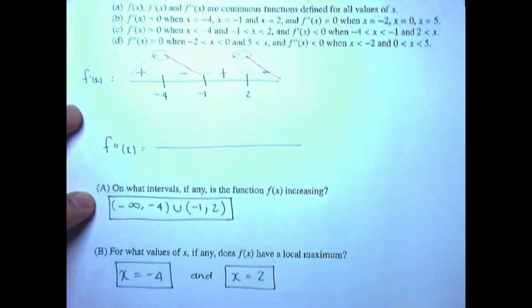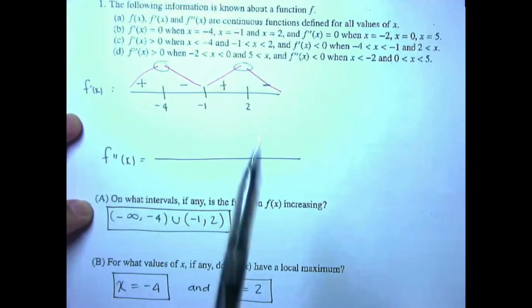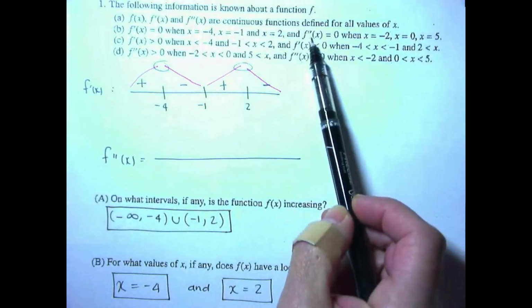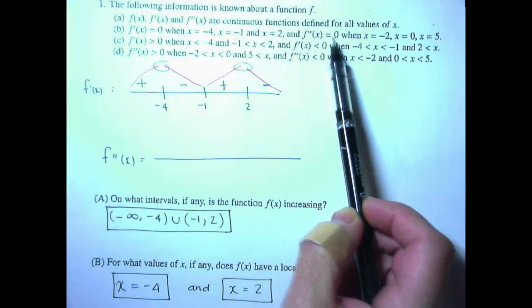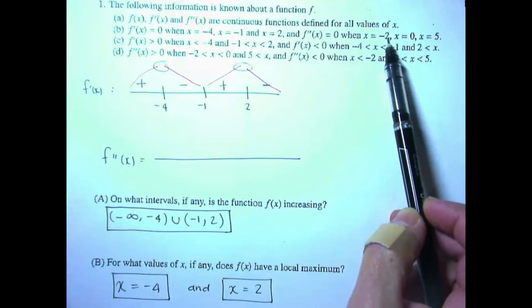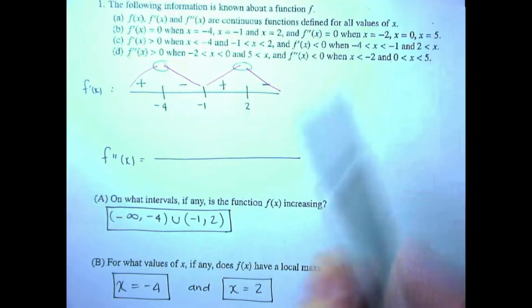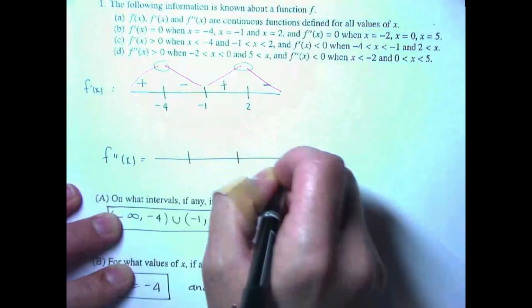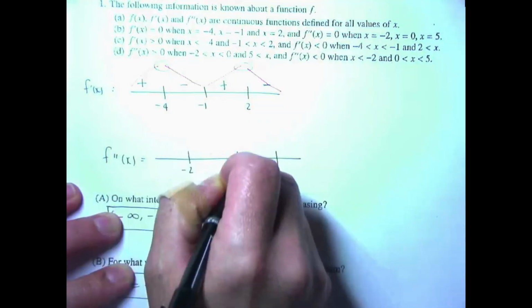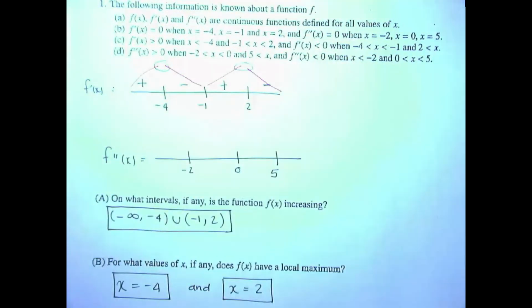All right, so again, here in part B, it said that the second derivative is exactly equal to 0 when x is equal to negative 2, 0, or 5. So remember, unlike critical points, inflection points are not guaranteed until we show that the function actually does change concavity. So that's why we call these the possible inflection points, right? So let's see what happens here.